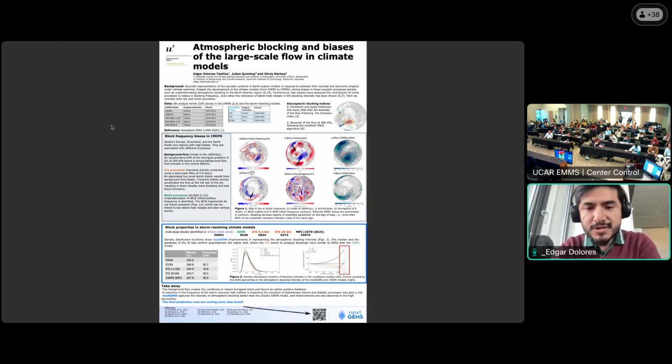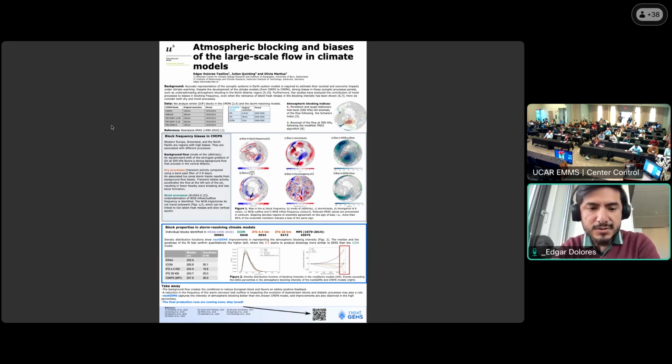IS 2.0 to identify the warm conveyor inflow and the warm conveyor flow and the relationship to the atmospheric blocking biases. In the second part, the blue rectangle, we present some results from the storm resolved models, which are high resolution climate models, and we evaluate different properties.